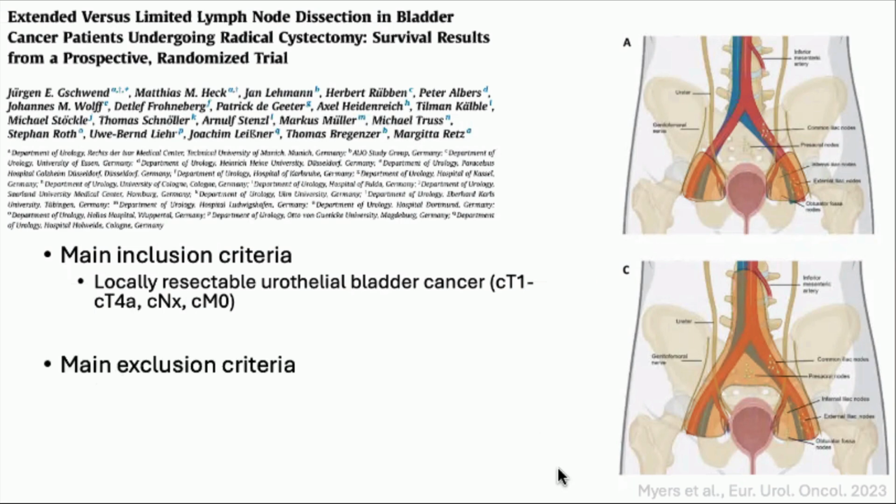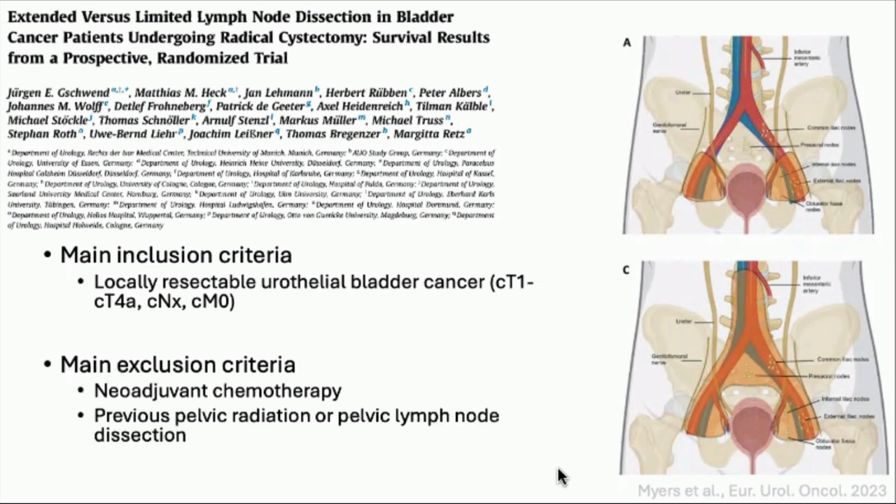Main exclusion criteria were anyone who received previous neoadjuvant chemotherapy, previous pelvic radiation or pelvic lymph node dissection, as well as those with an enlarged lymph node more than 1 centimeter above the aortic bifurcation.